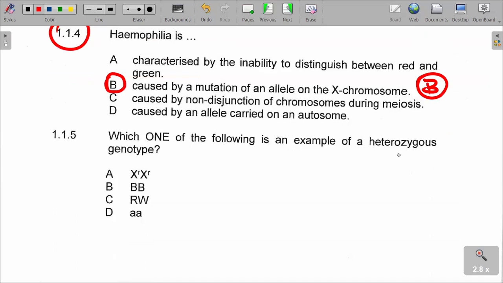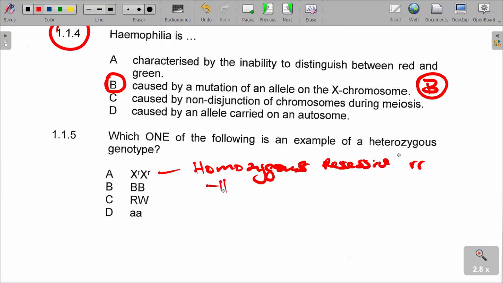Which one of the following is an example of heterozygous genotype? Also on Metric Hub channel, I have already explained quite a lot. This is heterozygous. This is homozygous, because we have got recessive R, homozygous recessive R. And then this is also homozygous dominant.